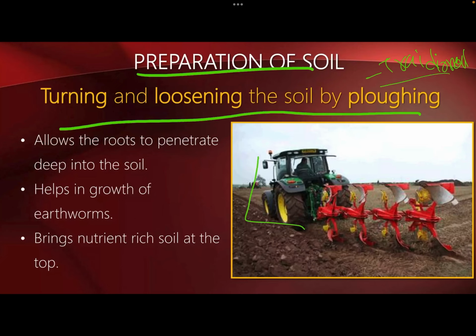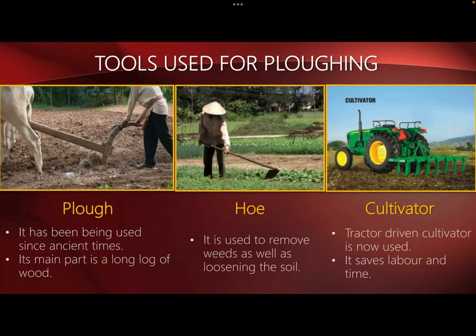So basically if the soil is kept still at one place for too much of amount of time, then it becomes rock hard. You might have noticed it at your homes as well. That's why loosening of soil, turning, is basically you're making holes in the soil, you're breaking that hard soil particles and turning it into very porous soil. So as we can see, it's given here. We allow roots to penetrate deep into the soil, and it also helps in the growth of earthworms, and it brings nutrients to the top of the soil.